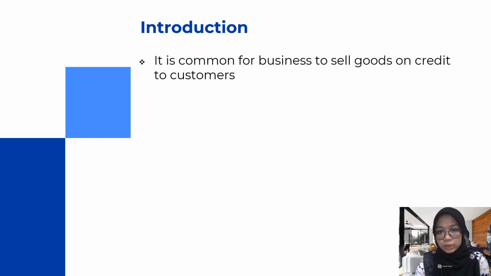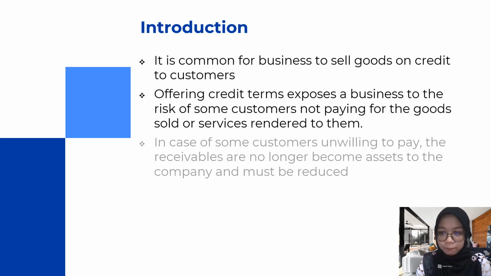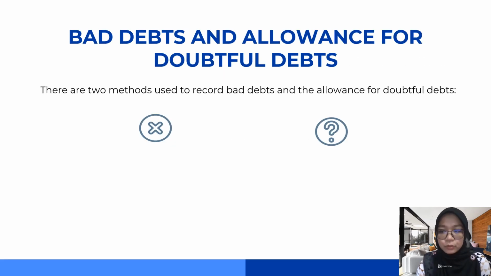For introduction, it is common for business to sell goods on credit to customers. So offering credit terms exposes a business to the risk of some customers not paying for the goods sold or services rendered to them. And in case of some customers being unwilling to pay, the receivables no longer become assets to the company and must be reduced.